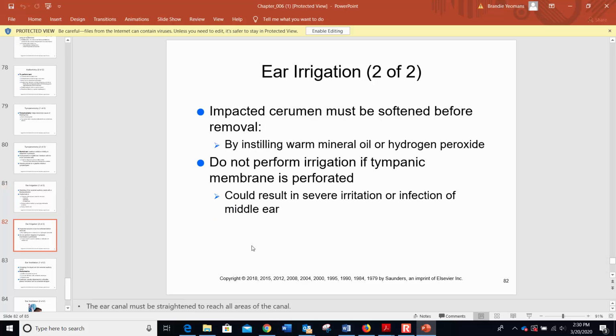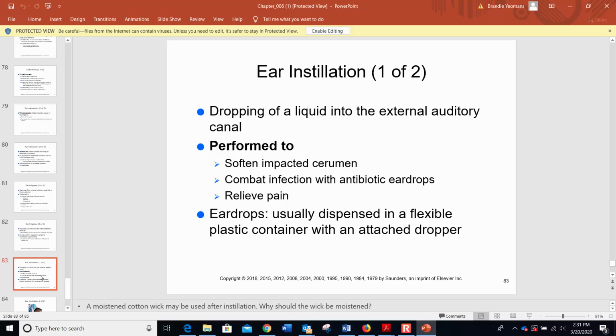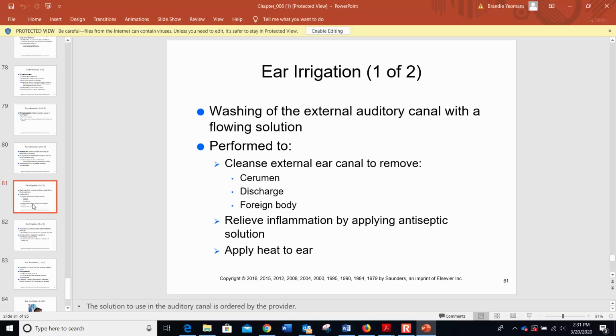How many of y'all have ever used some heat to your ear, like when you had an earache? Yeah, that feels really good when you have an earache for some reason. So warm, moist heat there on the ear. What we want to do though when we're doing the ear irrigation and instillation is we want to make sure that we don't do any damage to the internal structures such as the tympanic membrane.